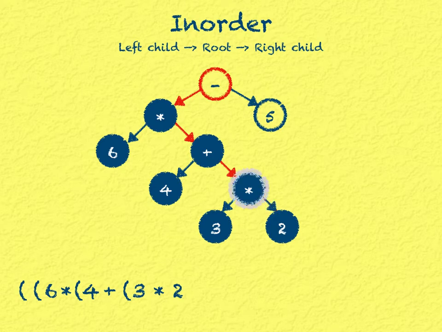Now I'm back at multiplication. I look at the operator. I see that both the left and the right subtrees have been processed. Thus, that means we've completed that single expression. So we insert close parentheses.